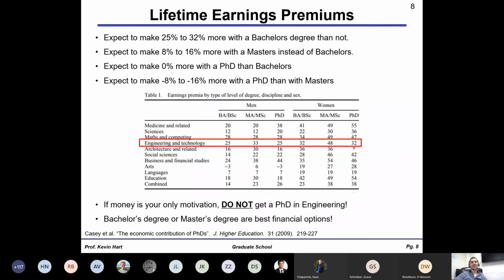That's just the reality. The reason I got my PhD is because I wanted to teach, and here I am. I'm teaching, hopefully informing you on why you shouldn't get a PhD. All right? So, if you look at this chart and interpret, your bachelor's degree and master's degree are the best financial options. If money is your only motivation, all right? There you go.